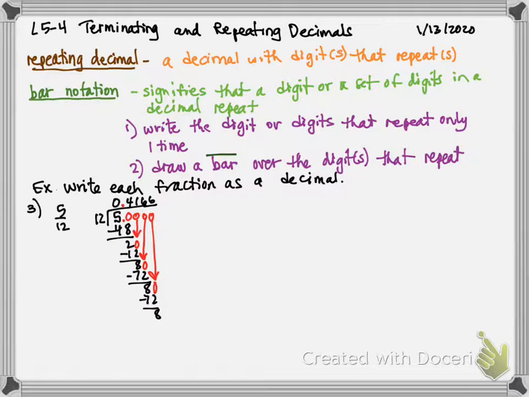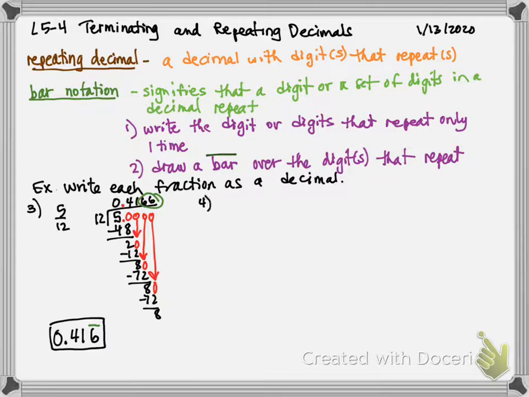And we're going to write each of the digits once. And then notice that it's only the 6s that repeat. So we're going to just put a bar over the 6, not over the 4, not over the 1, never over the 0 in front of the decimal point, and never over the decimal point.